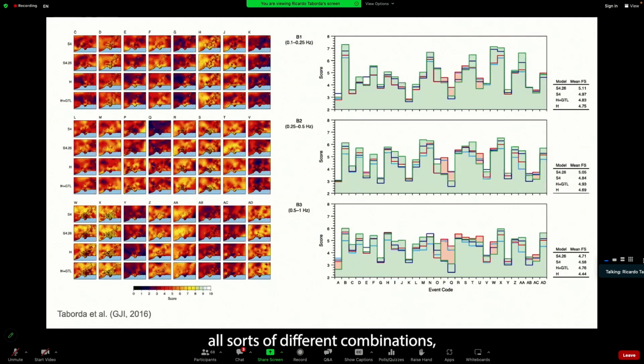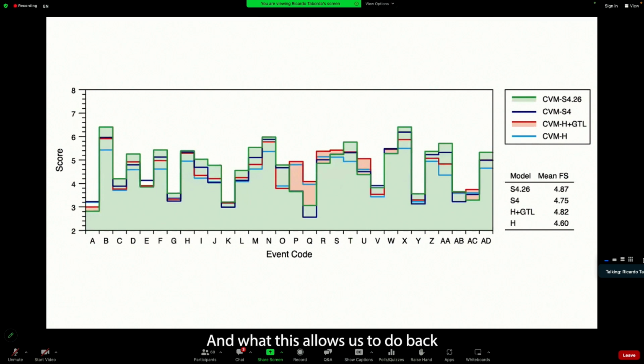And if you do this in all sorts of different combinations, you can also have an idea of, okay, out of the sample of velocity models or source models that you have, which works best on a regional level for multiple events. And what this allowed us to do back then for the Southern California Earthquake Center was to have a much clearer sense of what version of the velocity models was the one that most consistently performed well. And I say well and not outstanding because it also depends on all the other factors.